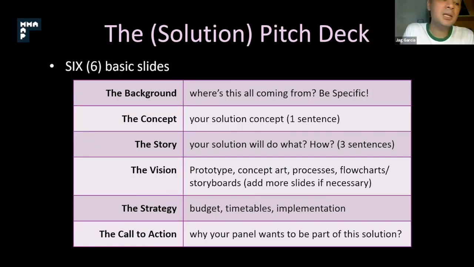The idea, kasi, ladies and gents, of a pitch is that you just want to get your idea out there. This is what it's going to be. Bam! And you want people to say, okay, sige, let's talk. Because it's in the talk that you get to discuss your details.